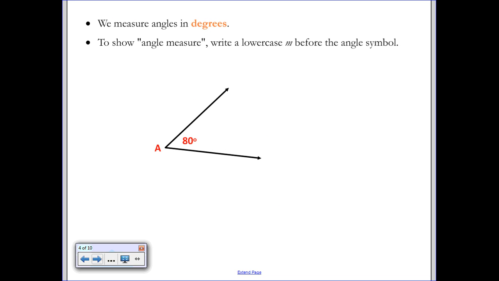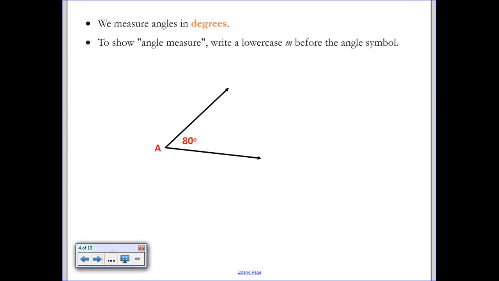We measure angles in degrees. That's one very common measurement for angles. It's the one we'll be using most of the year. This angle is not drawn to scale. I have it labeled as 80 degrees, though that doesn't actually look like an 80-degree angle. You have to just go by what it says on the picture, so don't trust your eyes, trust the labeling.